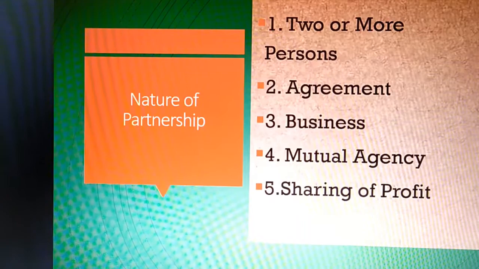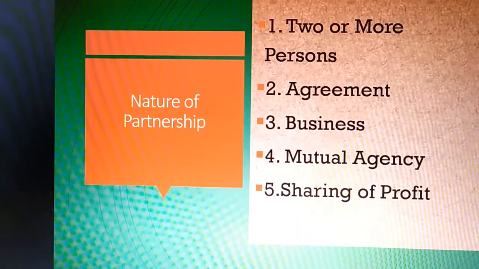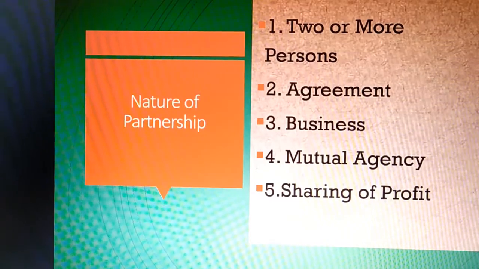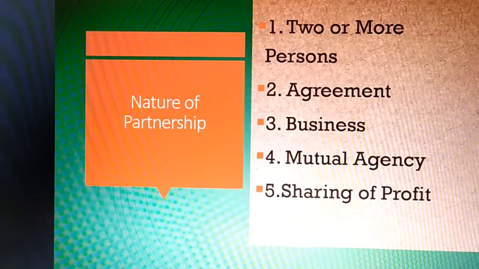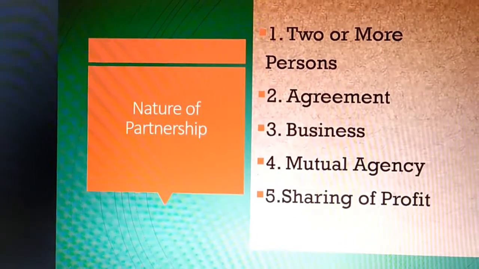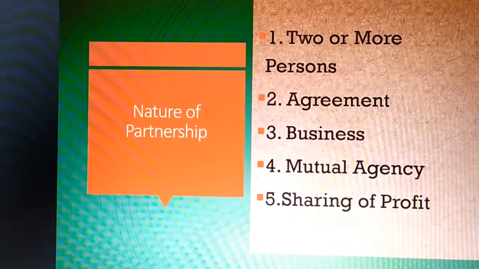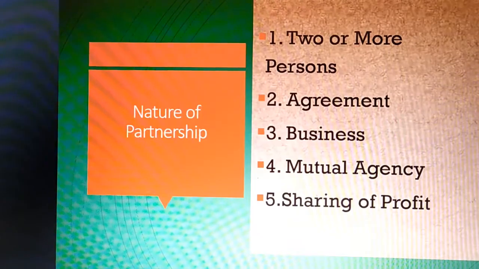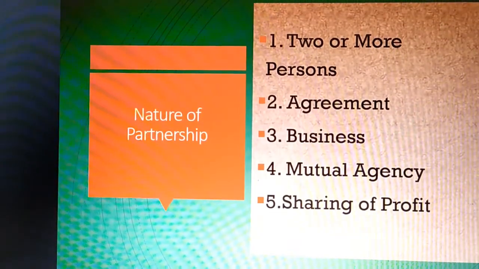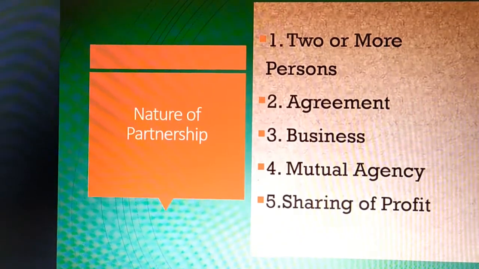As a principal, they are bound, meaning the firm is bound by the act of the other partners, and as an agent they represent the other partners through their act. So when one of the partners enters into some agreement with an outside party, he is like an agent of the partnership.